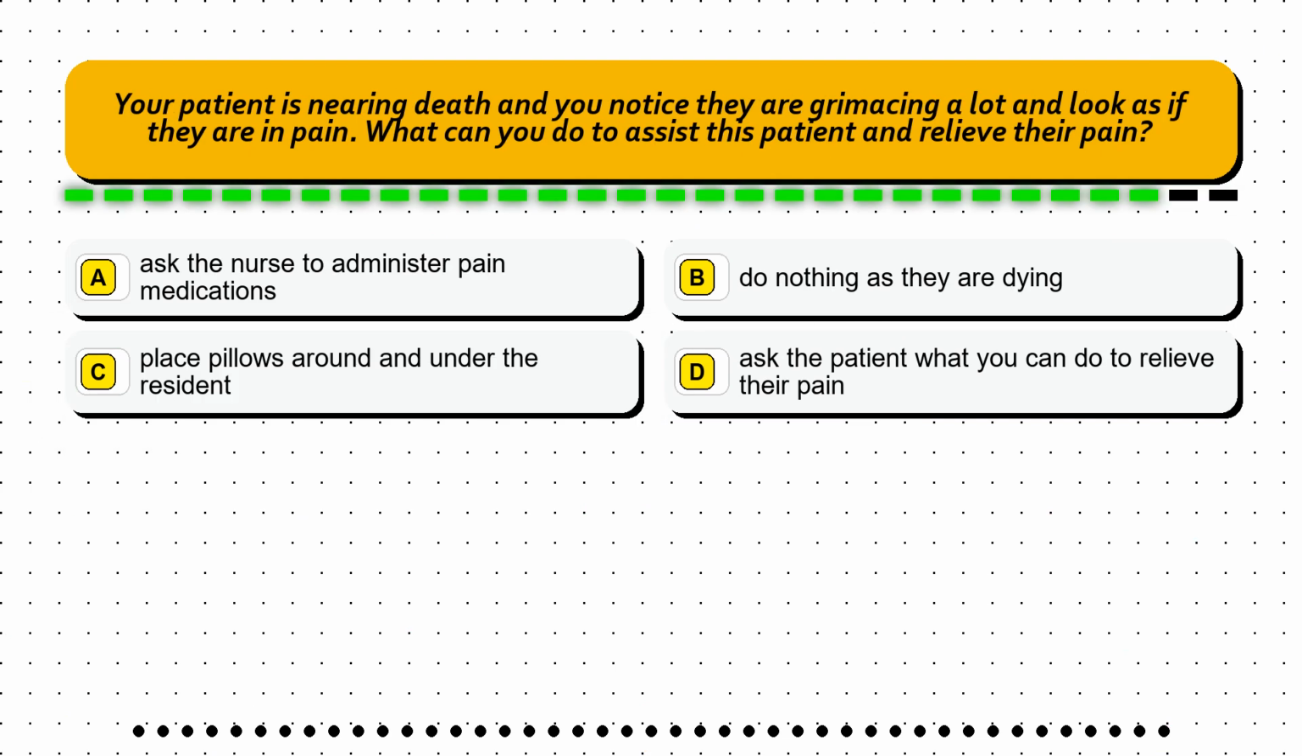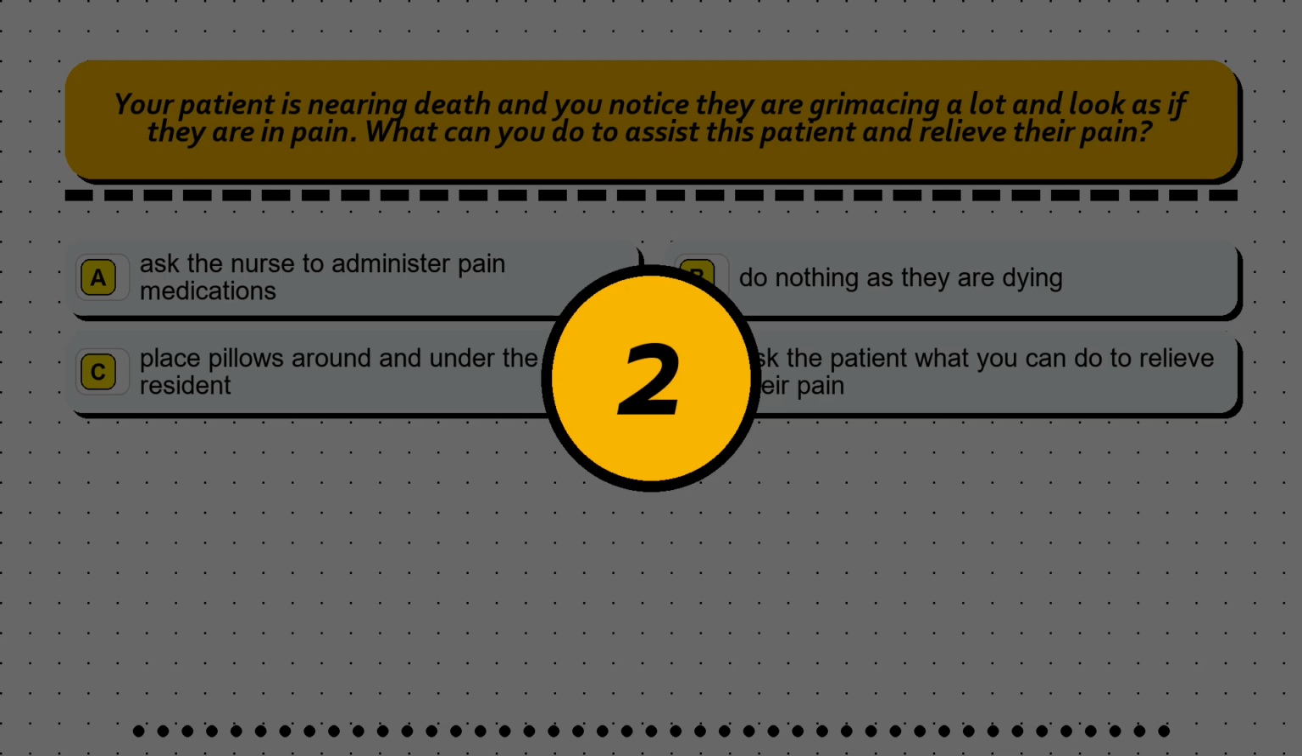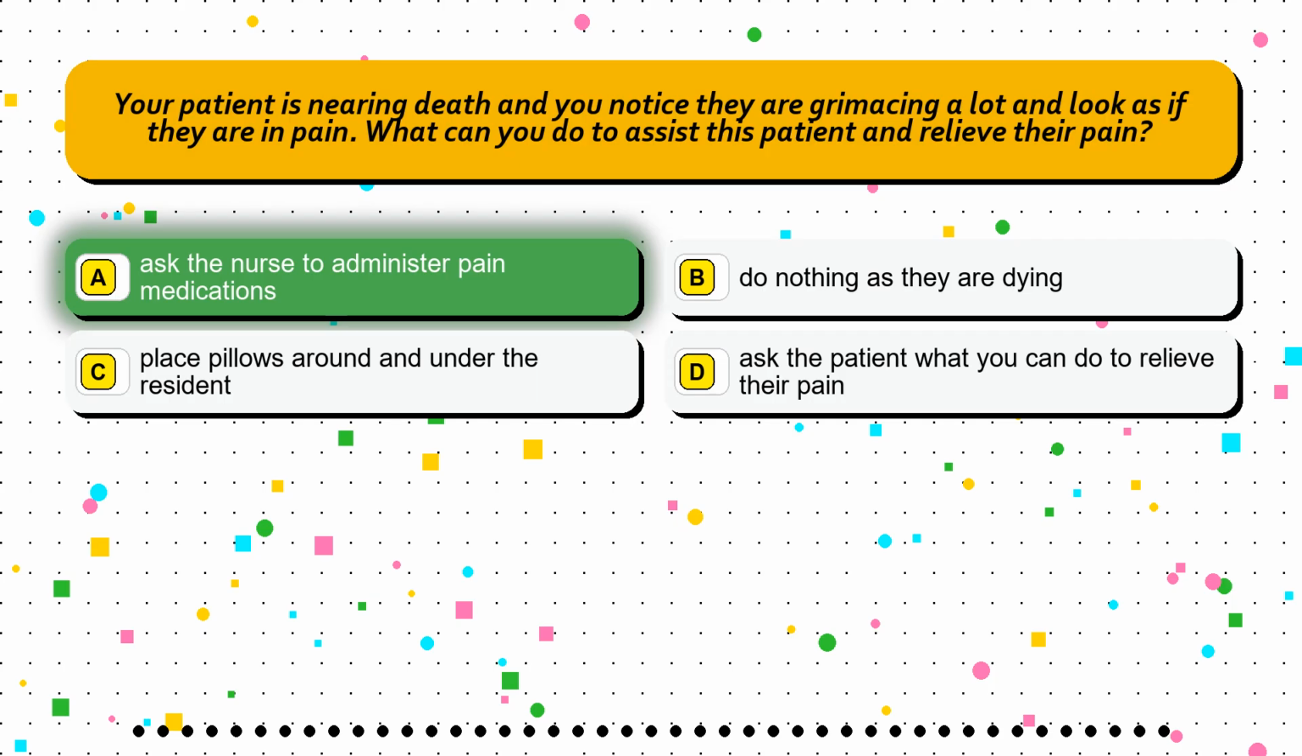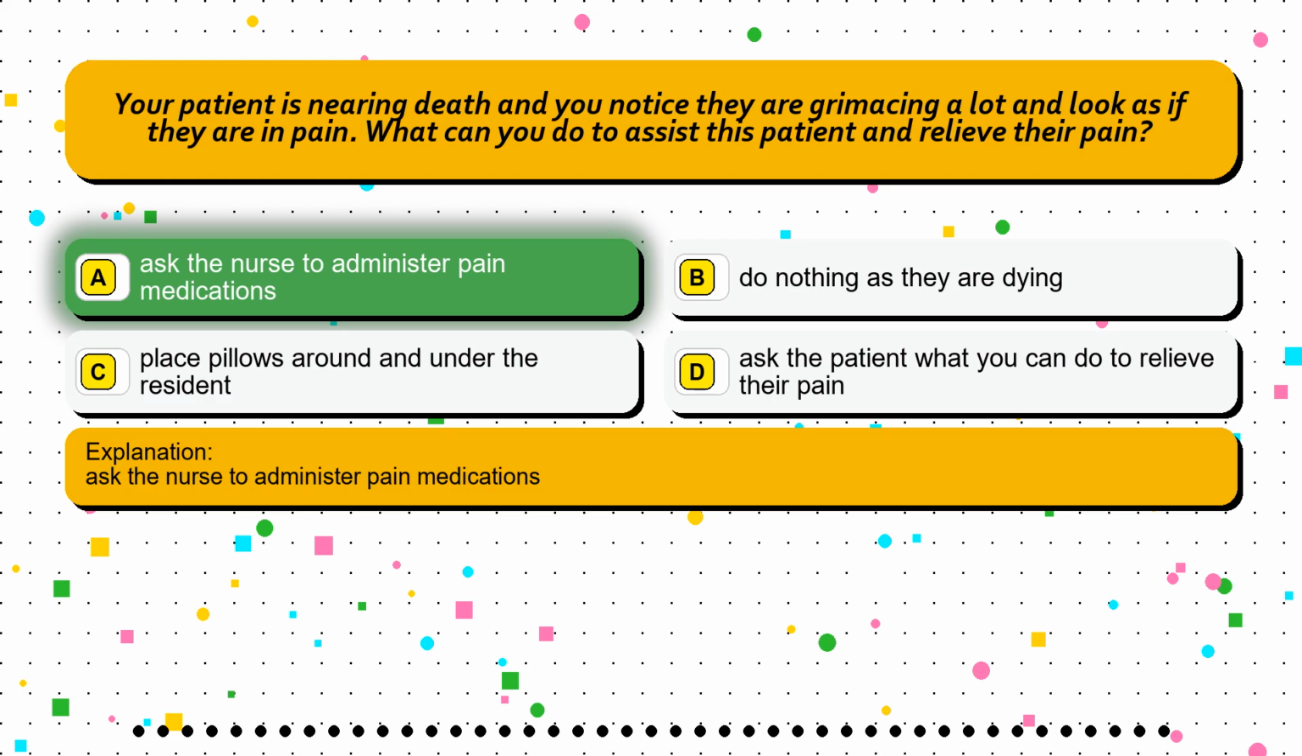Question 17. Your patient is nearing death and you notice they are grimacing a lot and look as if they are in pain. What can you do to assist this patient and relieve their pain? Option A, ask the nurse to administer pain medications. Option B, do nothing as they are dying. Option C, place pillows around and under the resident. Option D, ask the patient what you can do to relieve their pain. The correct answer is option A, ask the nurse to administer pain medications.